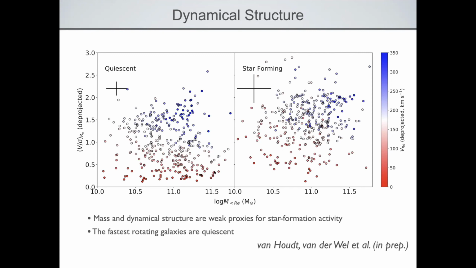Okay, now another interesting aspect here is the color coding. That's the velocity, the deprojected velocity at RE of the galaxy. You see a lot of dark blue here, so these galaxies rotate fast at RE, but the fastest rotators are actually over here. These are the darkest blue. So maybe that's counterintuitive, the fastest rotating galaxies are actually quiescent.